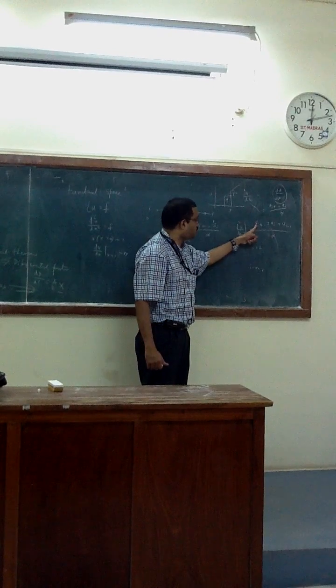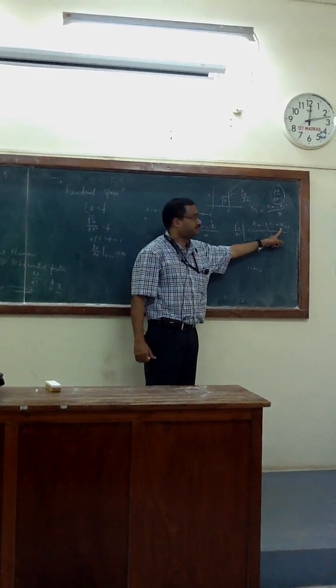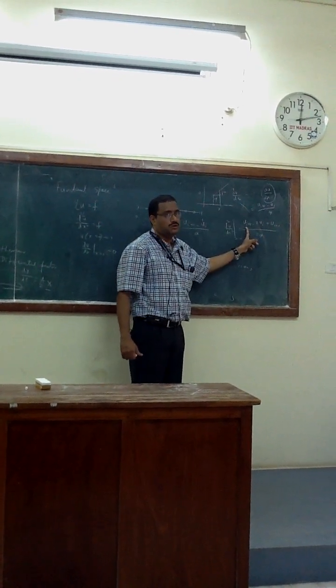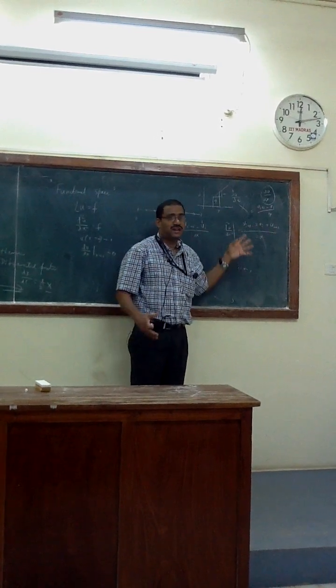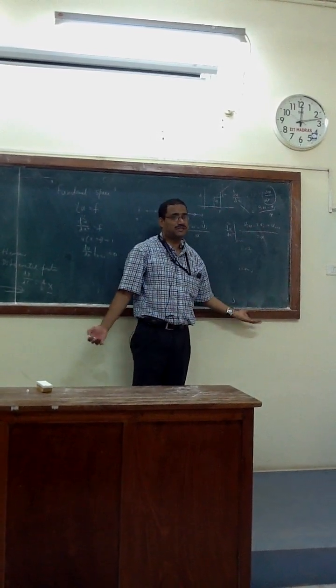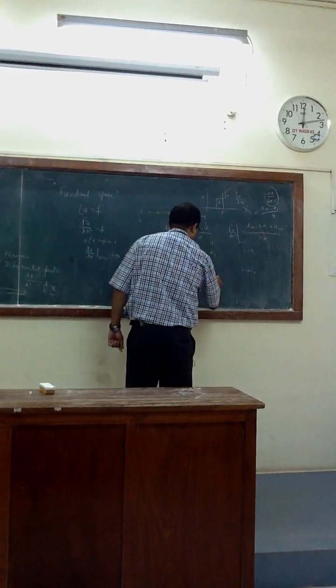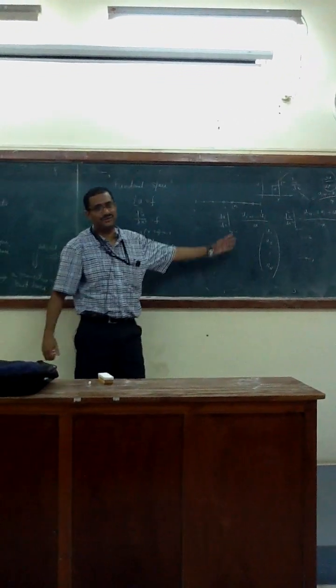If I put i equals 2, what will happen? u3 minus 2u2 plus u1 equals something. Then you get, for i equals 3, u4 minus 2u3 plus u2. Like that you get a set of linear algebraic equations. The unknowns will be what? u1, u2, u3. These are the unknowns.